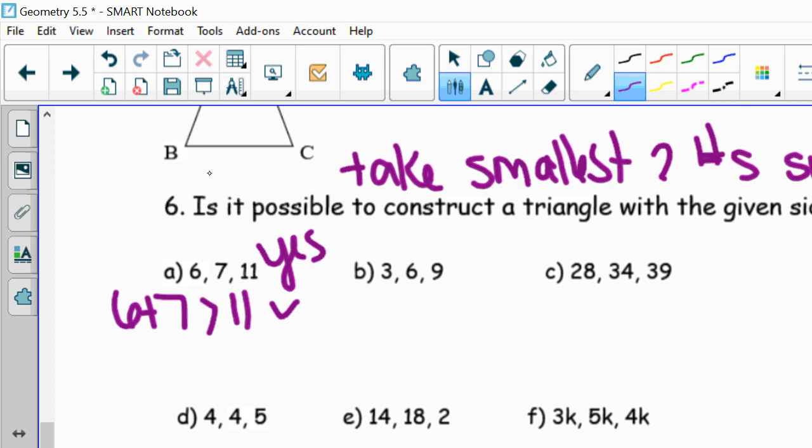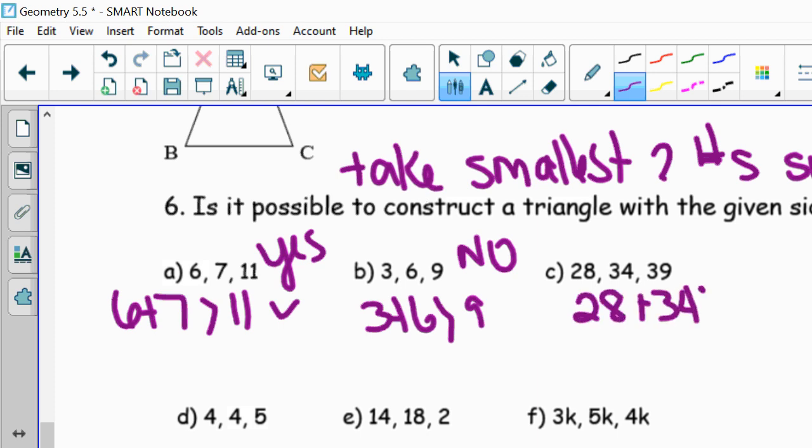3, 6, 9, take the smaller two numbers. So 3 plus 6, is that greater than 9? 3 plus 6 is equal to 9. Is 9 bigger than itself? No. So 3, 6, and 9 will never be the side lengths of a triangle. 28, 34, and 39. If I take 28 plus 34, is that going to be bigger than 39? Absolutely. Those will make a triangle.